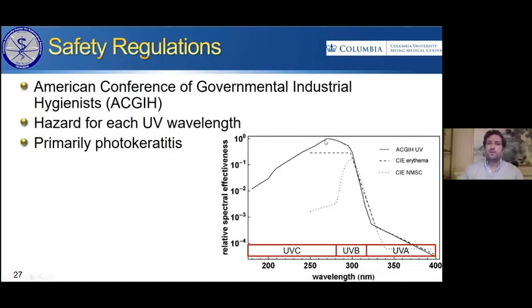The higher the solid line is for a given wavelength, the more dangerous it is. So the peak of danger is at 270 nanometers, and it drops off throughout the UVC, and then largely drops off from the UVB to the UVA. This is primarily based on photokeratitis, because the eyes are the most sensitive organ for UV.